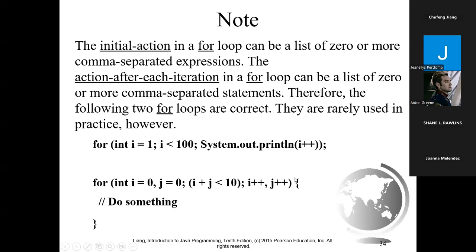And they are really used in practice, however, because usually we write very standard code, where we don't write System.out.println in the third place in the head of the for loop. And sometimes we don't write two different variables like i++, j++ in the third place of the for head. But we should know that they are allowed, although it is not commonly used in practice.